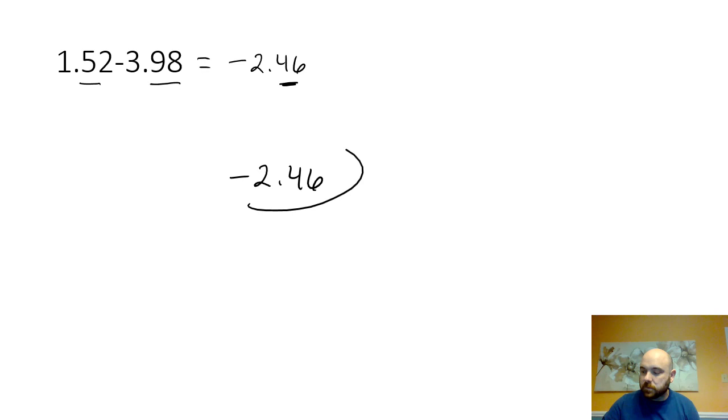We return to a subtraction here, and we notice that we have 1.52 minus 3.98. And we notice that there are 2 decimal places in both figures. So we're going to punch these into our calculator. 1.52 minus 3.98. And the answer becomes negative 2.46. The answer has the same number of decimal places as both figures in the problem, so we can assume that that is the correct answer, negative 2.46.